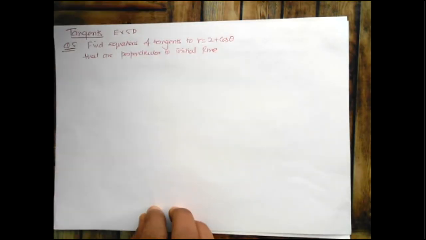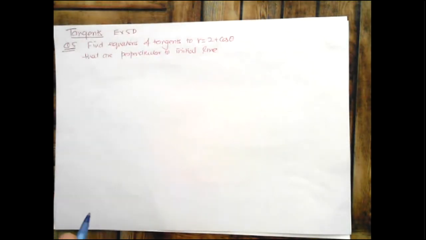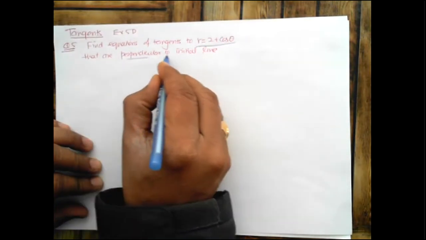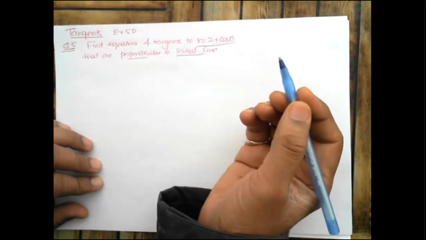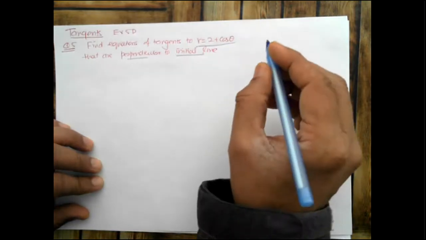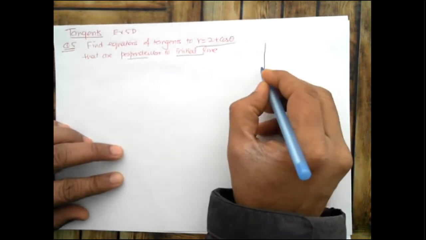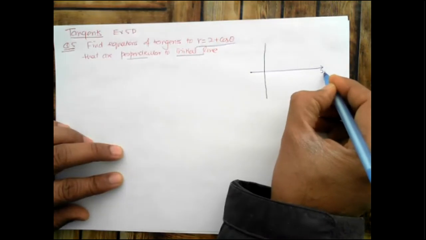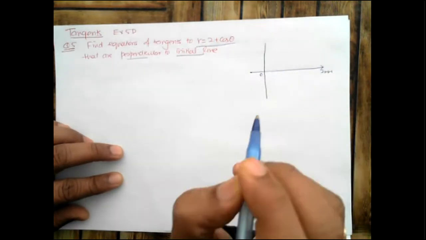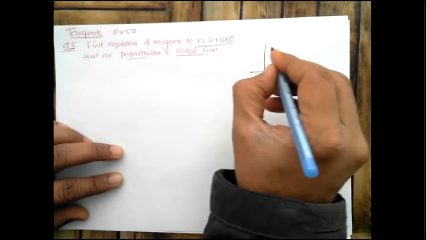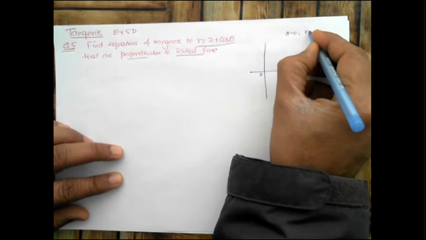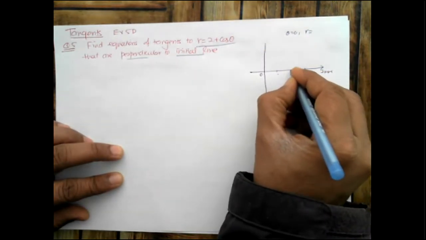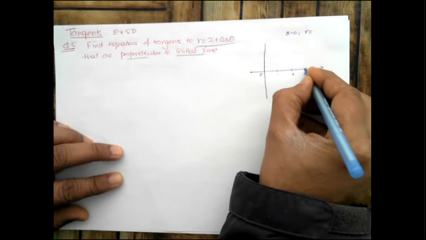Okay, the question is: find the equation of the tangents to this curve that are perpendicular to the initial line. So guys, now that you know how to sketch the curves, let's see if you can quickly sketch this curve. Let's say this is the initial line. When theta equals 0, I get r equals 2 plus 1, which is 3. So that's 3. Let's find this: 1, 2, and 3. Okay, that's the first point.